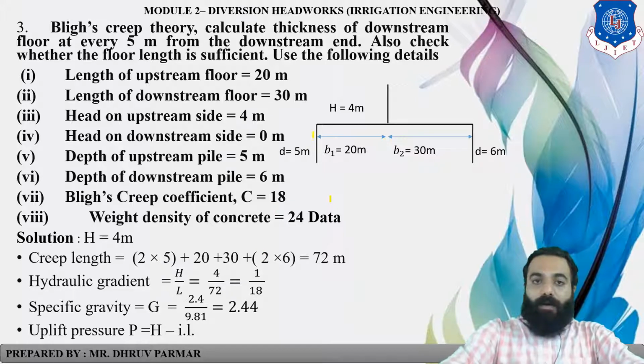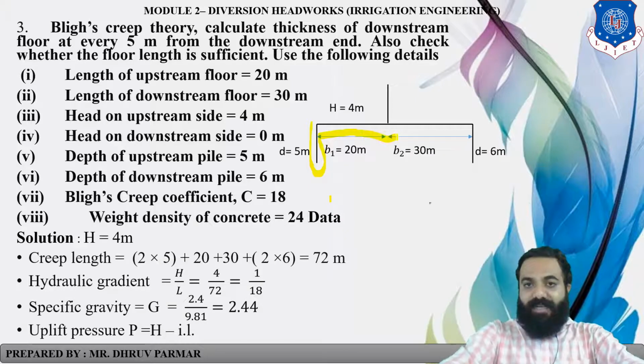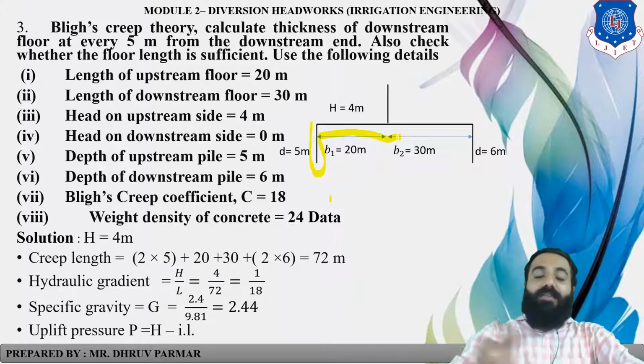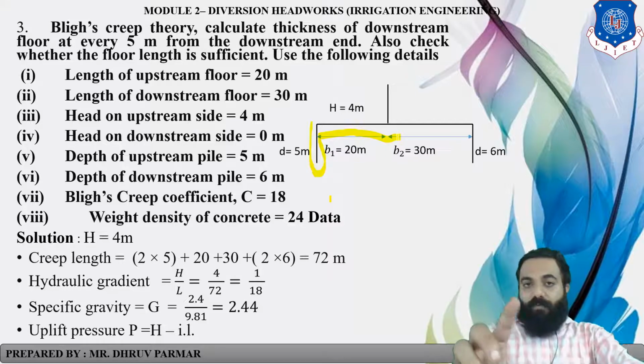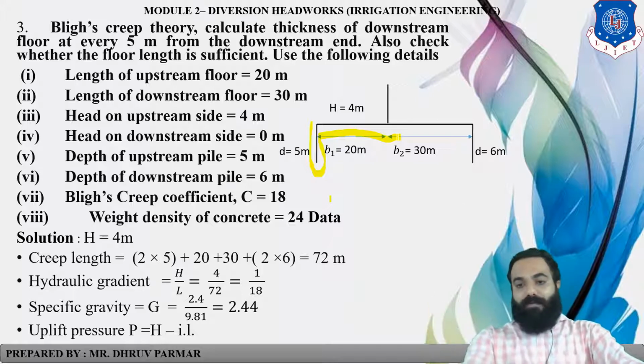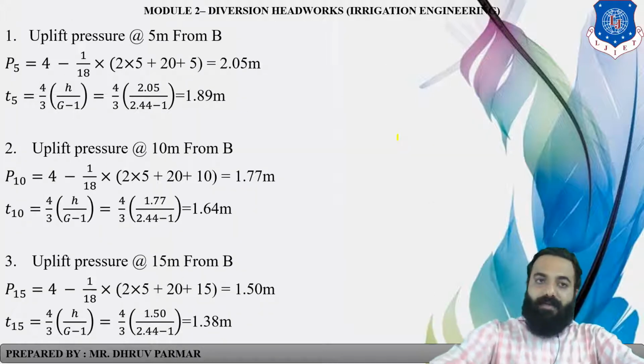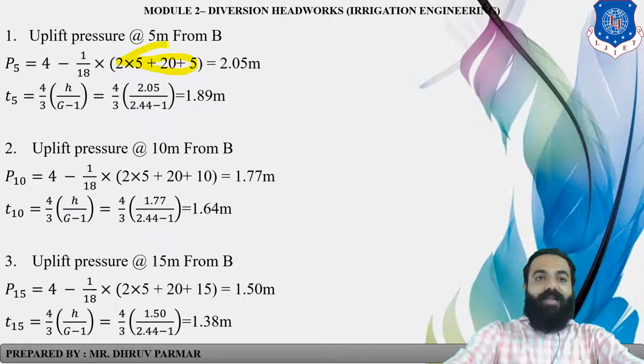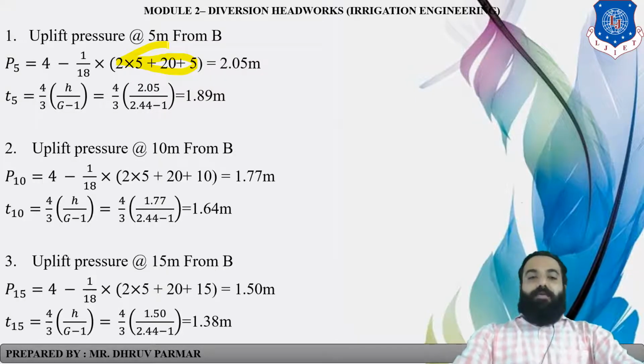The water goes like this, up to 5 meters. So what is the total length? The water travels 2 times the depth of the upstream pile, plus the length of the upstream flow, plus 5. This is the creep length. Clear? So you can easily calculate P5, which equals 2.05.